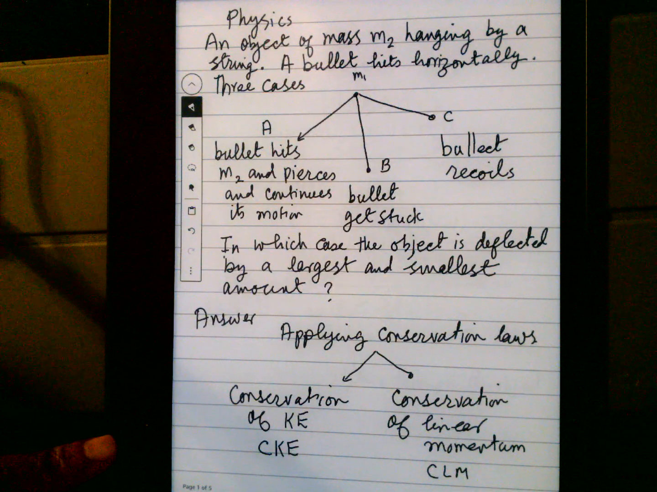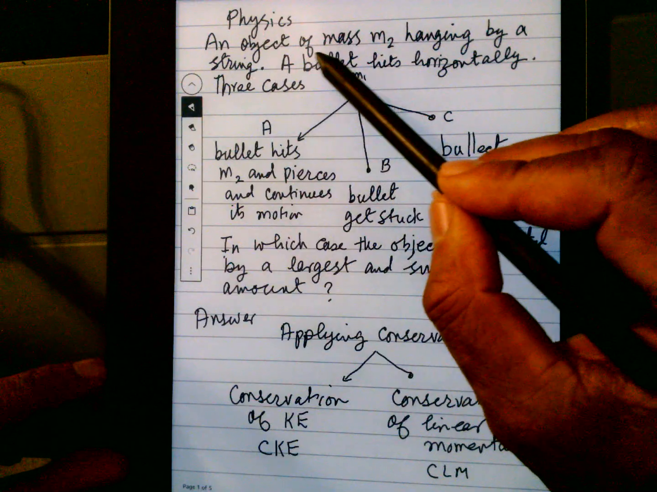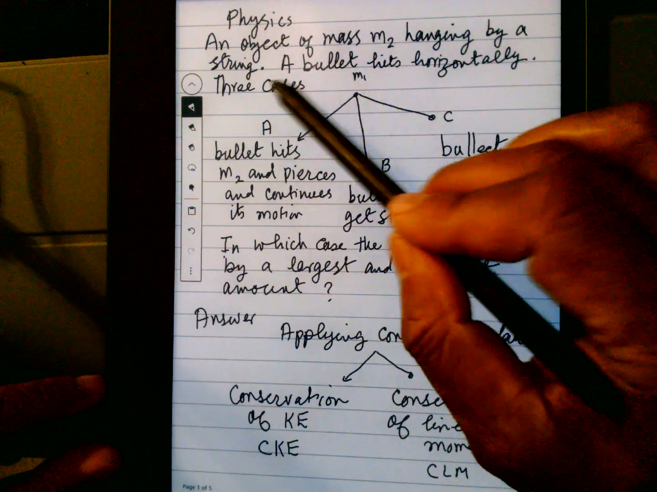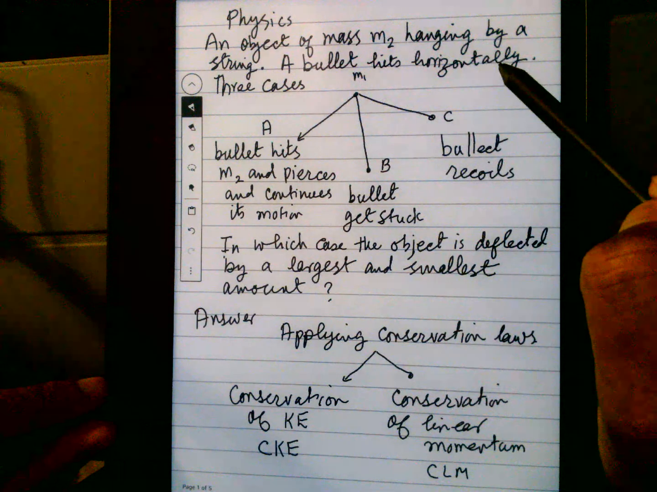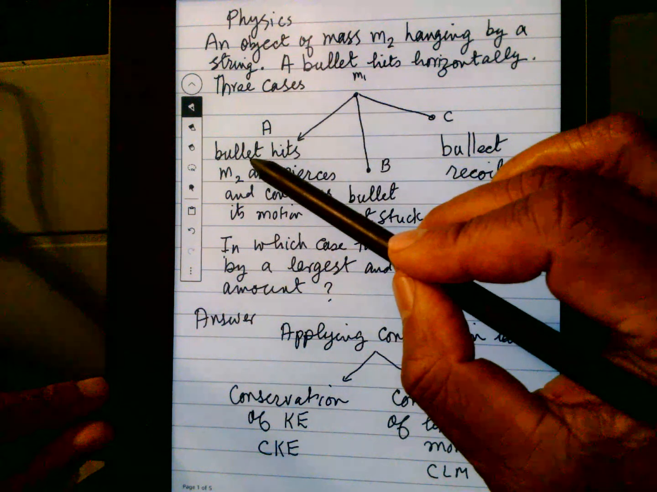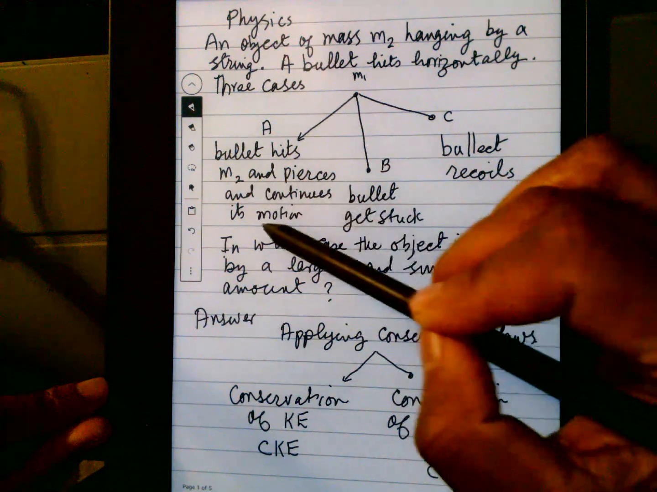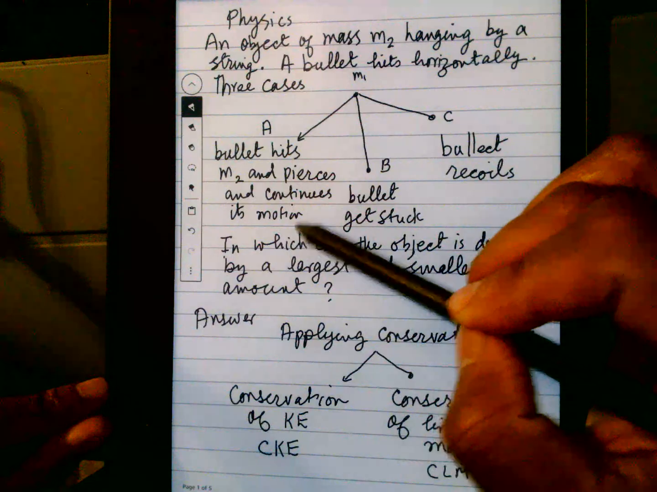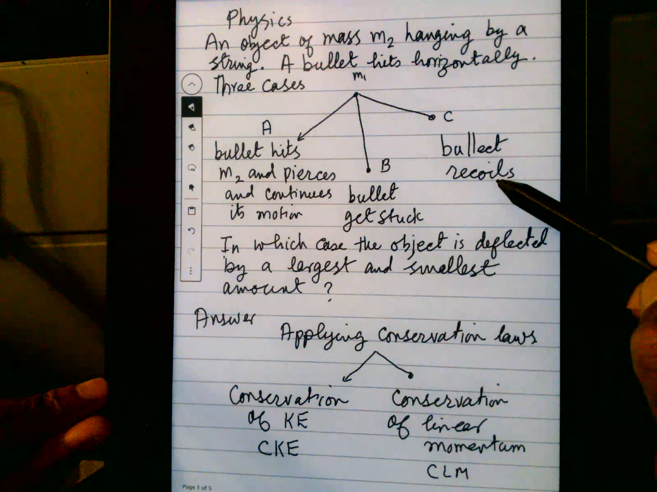Hello, physics. Very interesting question. The question says that an object of mass m2 is hanging by a string. A bullet of mass m1 hits it horizontally, and there are three cases: A, B, and C. In A, the bullet hits m2, pierces it, and continues its motion. In B, the bullet gets stuck. In C, the bullet recoils.